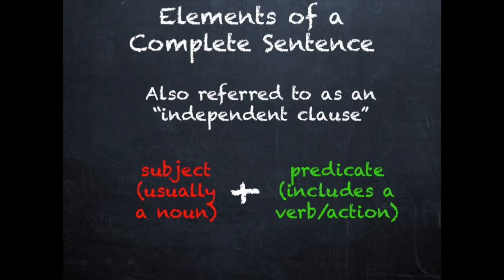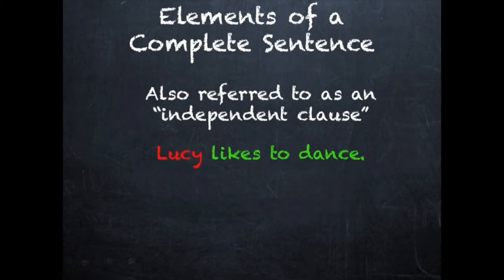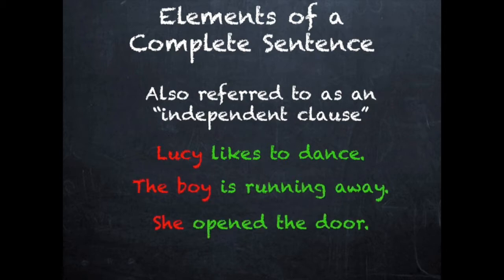Alright, so first, and I know this is kind of a basic review, but just for the rest of this to make sense, we need to talk about what the elements of a complete sentence are. This also can get called an independent clause. Independent because it stands on its own, it can do its own thing, it can be its own complete sentence. So, in order to have a complete sentence, you have to have some kind of subject, which is usually a noun, and then some kind of predicate that includes some kind of a verb or an action. It can be pretty short and simple, like Lucy likes to dance, the boy is running away, she opened the door.